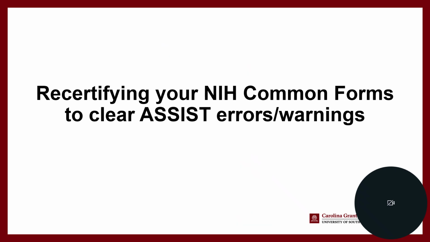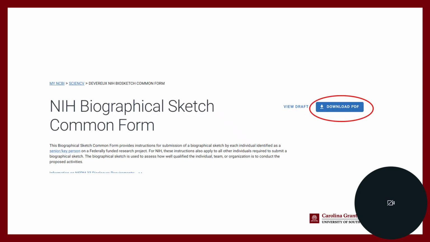To clear ORCID-related errors or warnings in ASSIST for documents created before the ORCID link was finalized, you must follow the recertification steps as we take you through what follows. First, open your existing Common Forms document in SciENcv. You're going to click Edit, and then it will give you the option to click on Download PDF.